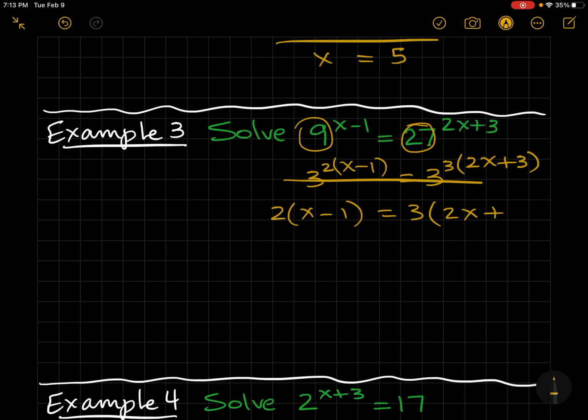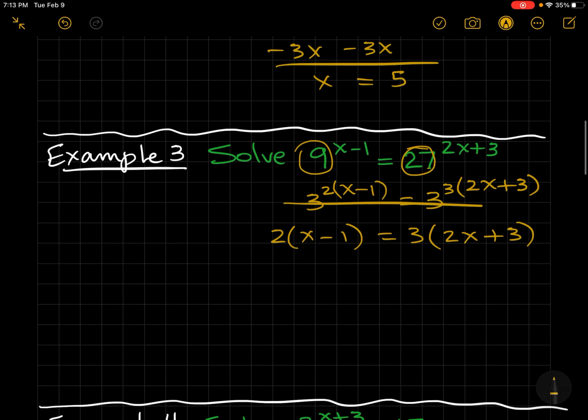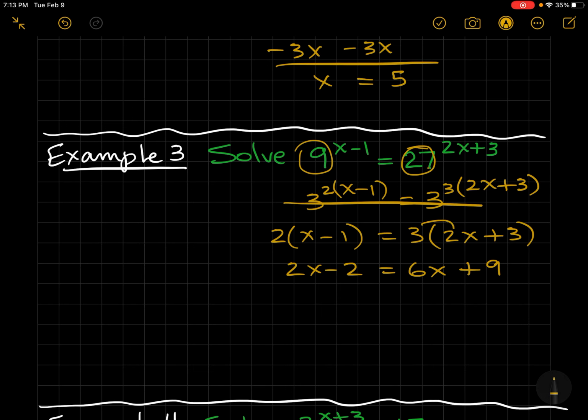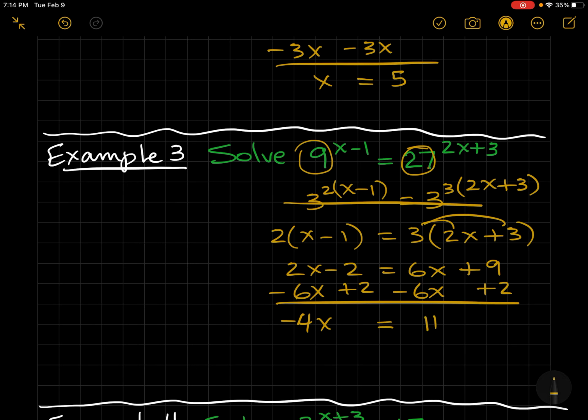So as you can see, solving exponential equations isn't too bad. Don't forget to distribute. And you know me, I like my variable on the left, but it's okay if you put it on the right. So we have x equals negative 11/4.